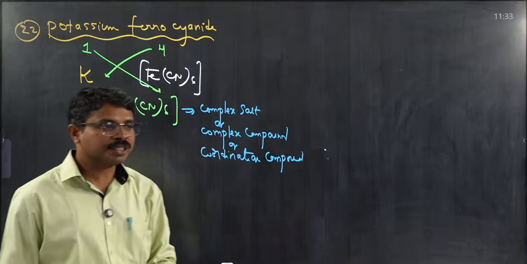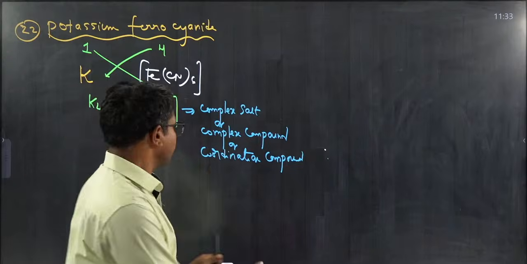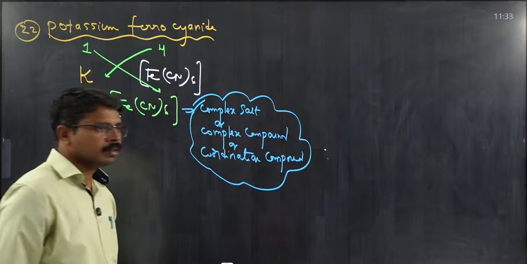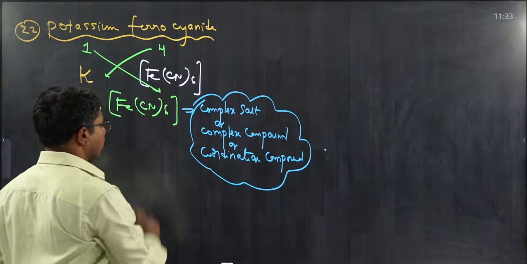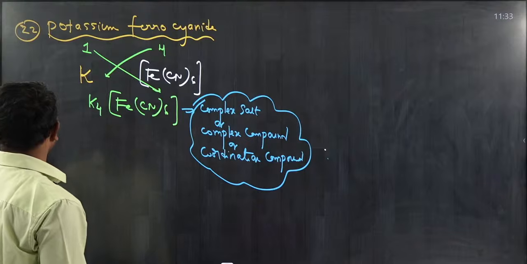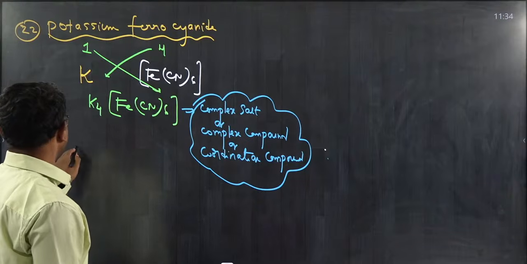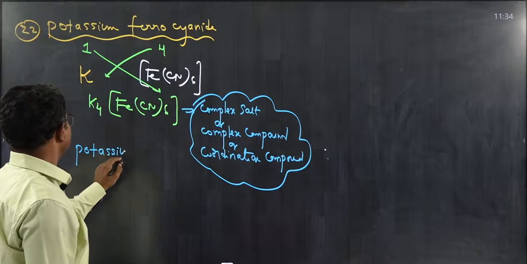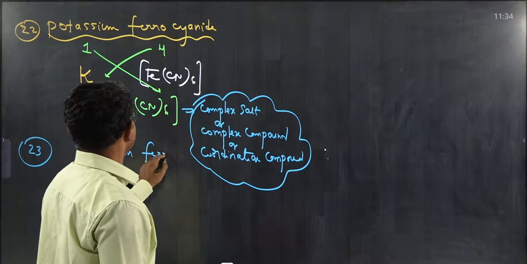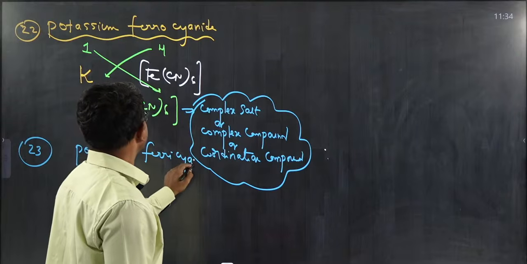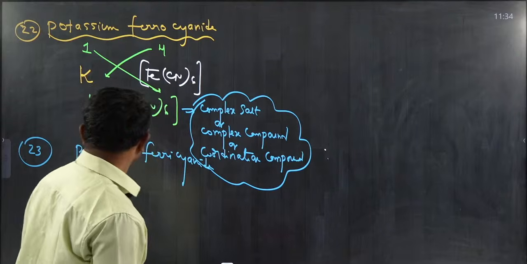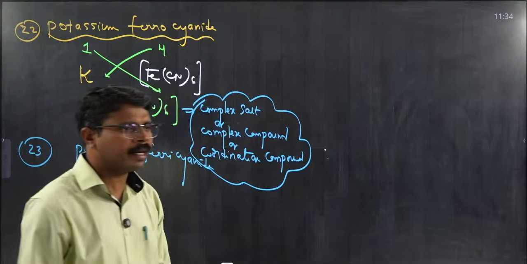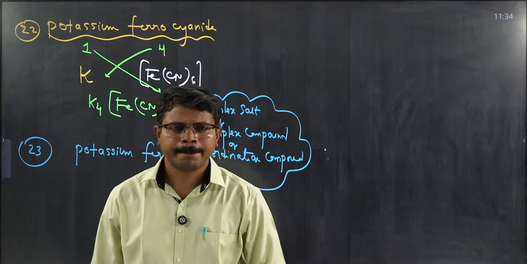In the second year chemistry textbook, this is a very, very important chapter. In relation to this chapter, I have given this compound. And 23, I guess I will get the answer from this: potassium ferricyanide. Potassium ferricyanide. There is a slight difference between ferrocyanide and ferricyanide.